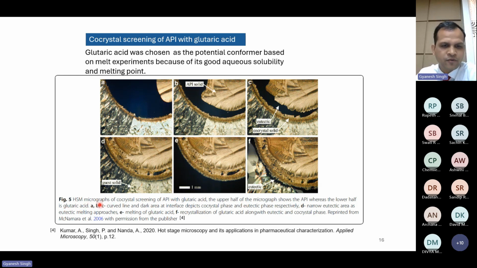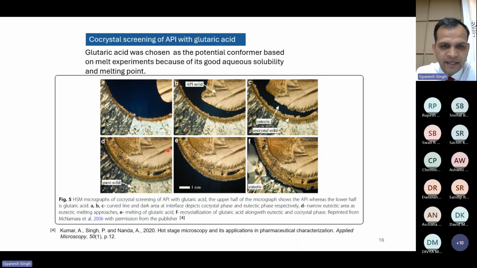So these are HSM micrographs of co-crystal screening of the API with glutaric acid. The upper half of the micrograph shows the API, whereas the lower half is glutaric acid. This curve differentiates the two, and then in D, if you see, the glutaric acid side will start melting while the API has already crystallized over here.